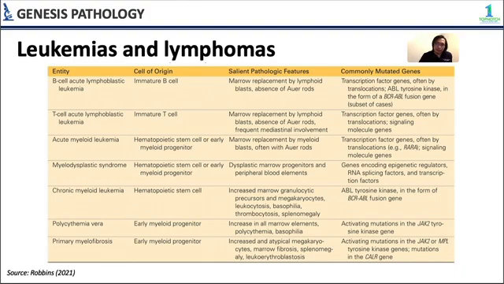Auer rods. What are Auer rods? In your morphology, Auer rods are eosinophilic rod-shaped stuff in the cytoplasm of our cells. So, that's from your myeloperoxidase. Is there myeloperoxidase in lymphocytes? None. In lymphoblasts, none. So, there are no Auer rods in lymphoblastic leukemias.